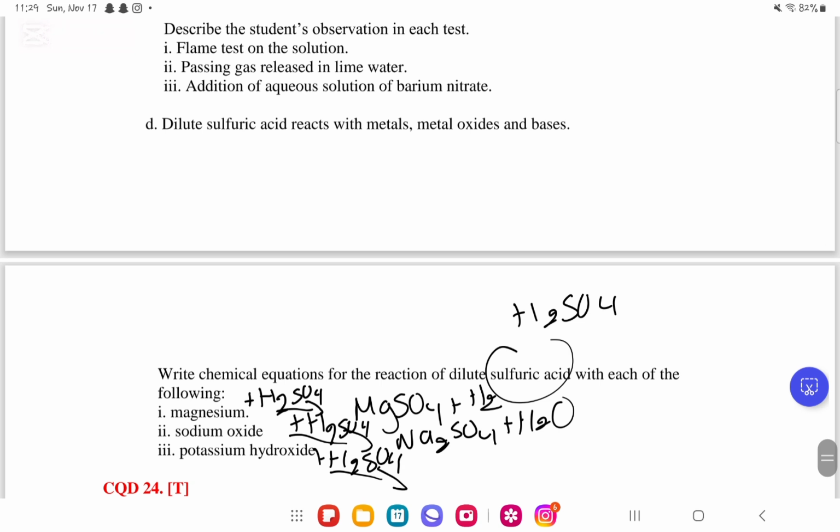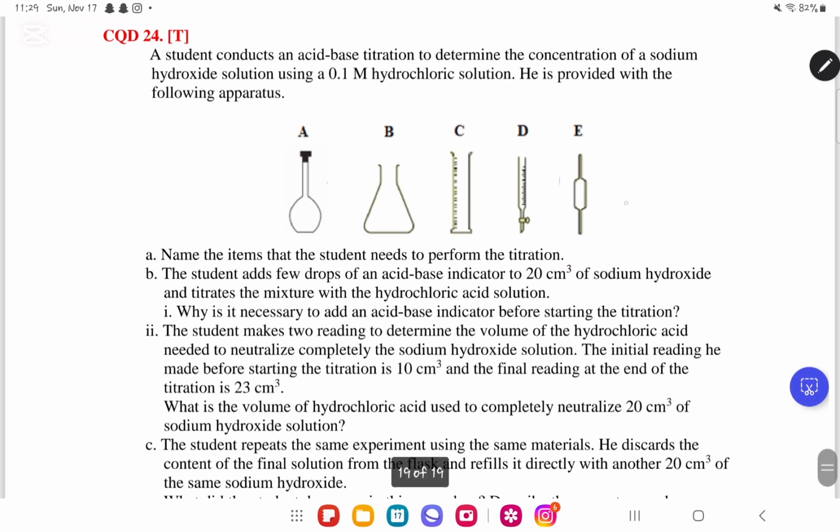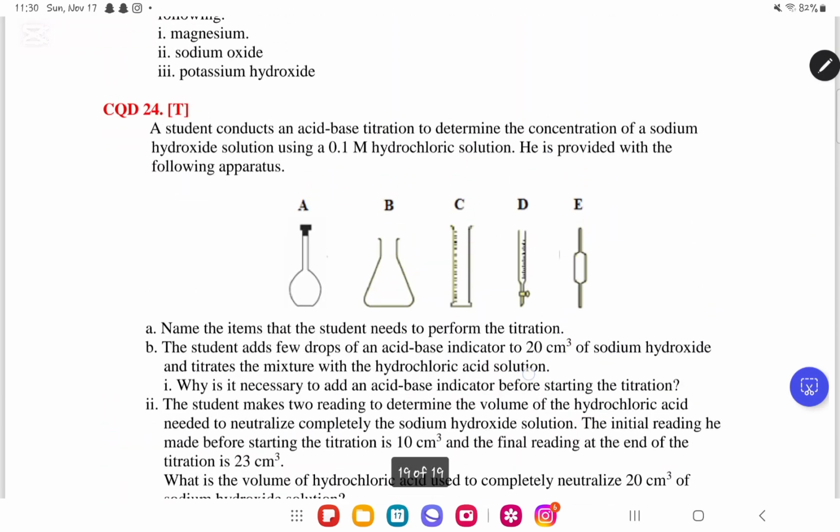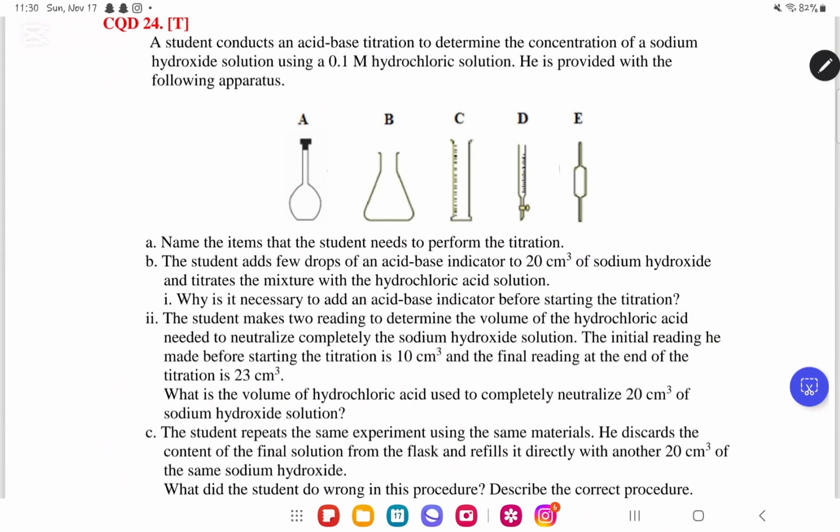Okay, so potassium hydroxide plus H2SO4 is going to give us K2SO4 plus 2H2O. Now, if we're going to go to CQD 24 top, both repeat 2 times. I'm not sure why, but it's okay. So we're going to start with 24 top.